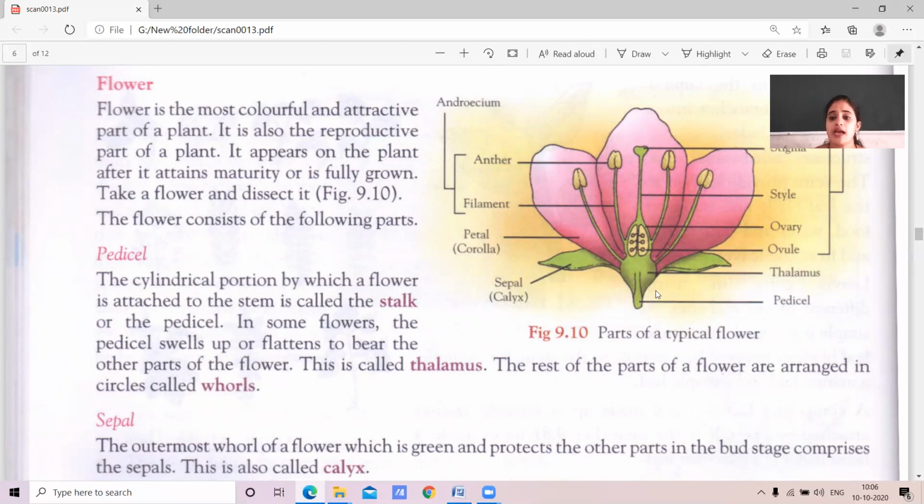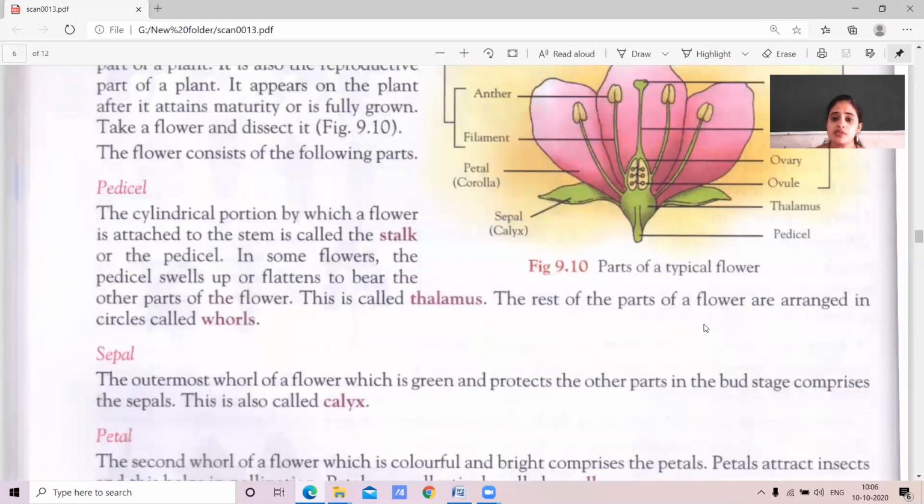That is called the thalamus. If you see here, above the pedicel, we can see the thalamus. The rest of the parts of the flower are arranged on whorls. What are those? They are sepals, or we call it calyx. The outermost whorl, the outermost layer of the flower, is green in color. In this picture, it shows the sepal or the calyx.